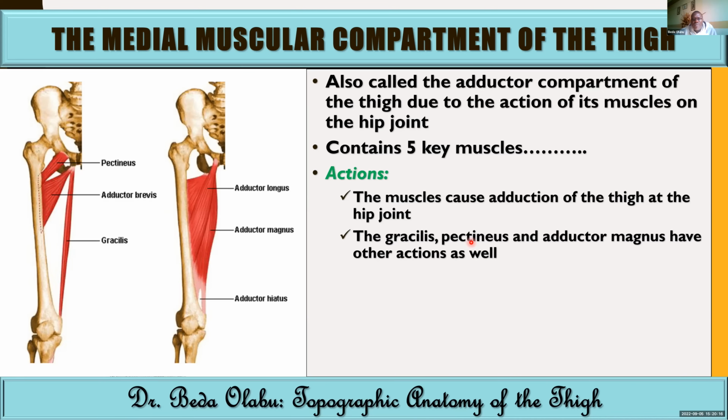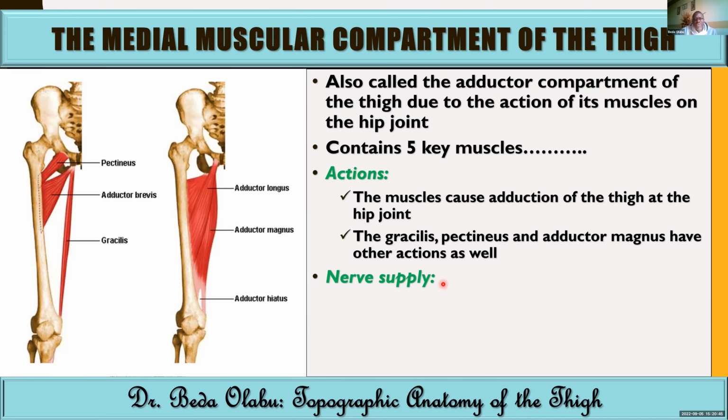Pectineus muscle causes adduction as well as flexion at the hip. Adductor magnus, we underscored that it has 2 parts. The aponeurotic part is the adductor part, causes adduction, but the tendinous part is the hamstring part that could also participate in extension at the hip joint.